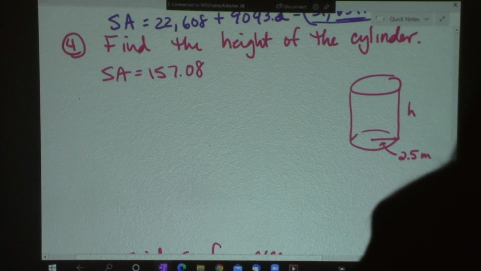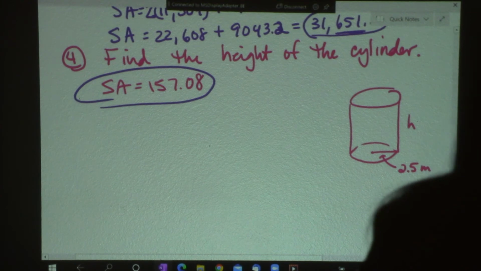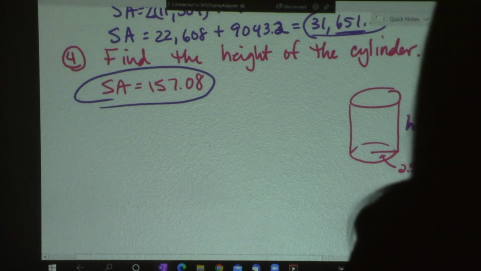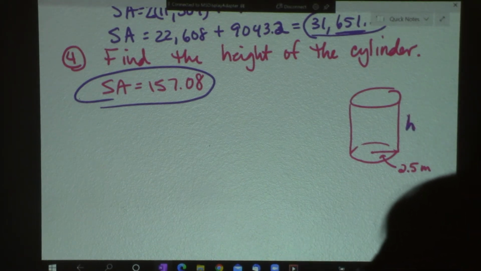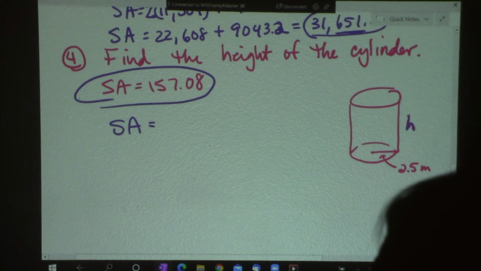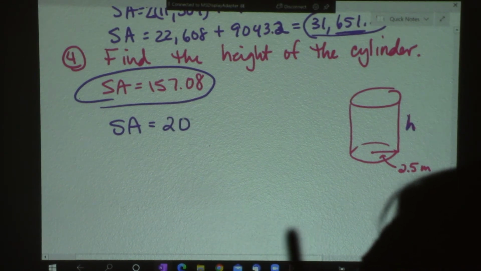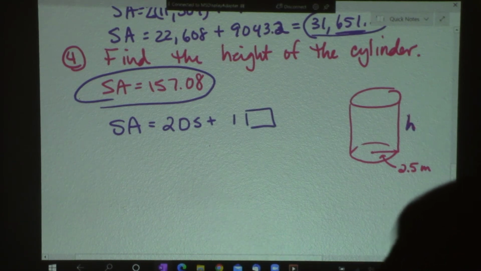Find the height of the cylinder. Okay, so this time we have this picture. Please pause it and draw the picture if you need to. We know the surface area. We know the whole outside already. What I don't know is the height. So that's what I'm going to find. But I'm going to use a similar way of solving it. I'm just going to fill in the numbers a little differently. So let's talk about the plan. The plan of finding the surface area would be 2 circles plus 1 rectangle. Okay?